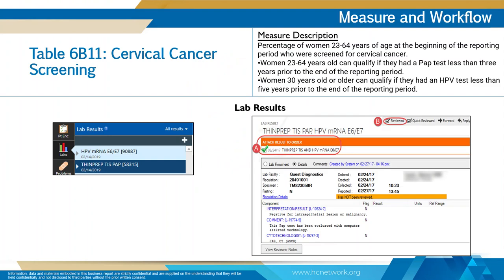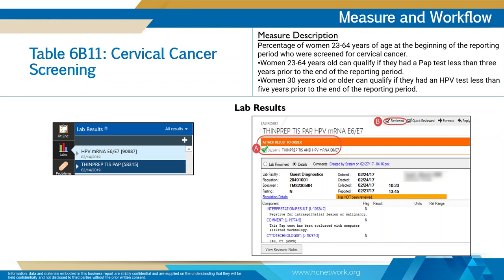Cervical Cancer Screening Measure Description. The percentage of women 23 to 64 years of age at the beginning of the reporting period who were screened for cervical cancer. That includes women 23 to 64 years old if they have had a Pap test less than 3 years prior to the end of the reporting period, or women 30 years old or older if they have had an HPV test less than 5 years prior to the end of the reporting period.